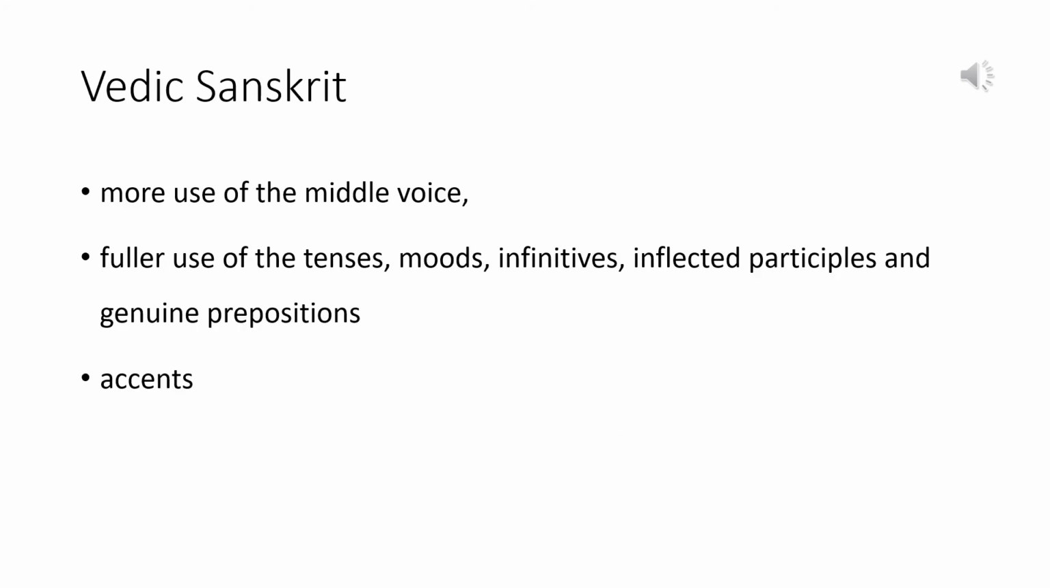Vedic Sanskrit differed from classical Sanskrit in that there was more use of the middle voice, fuller use of the tenses, the modes, the infinitives, inflected participles, and genuine prepositions. And of course, all words were accented. This accent has been lost in classical Sanskrit.